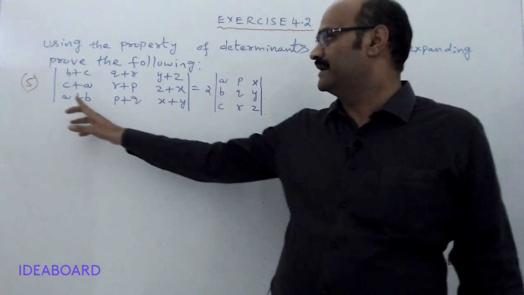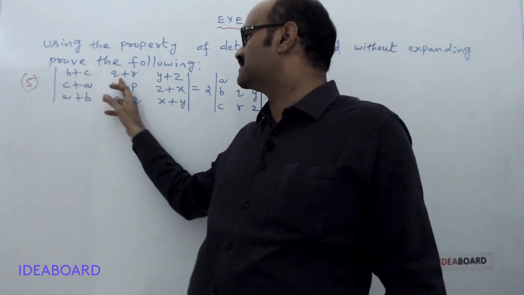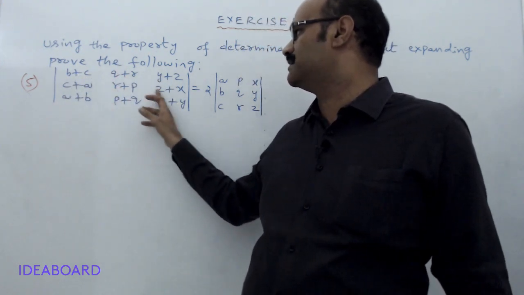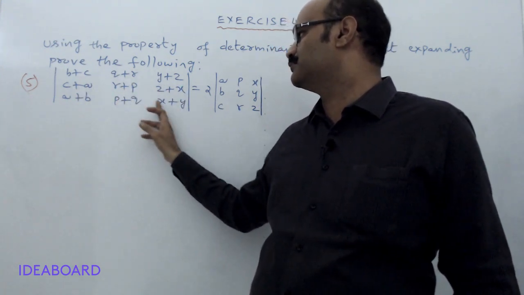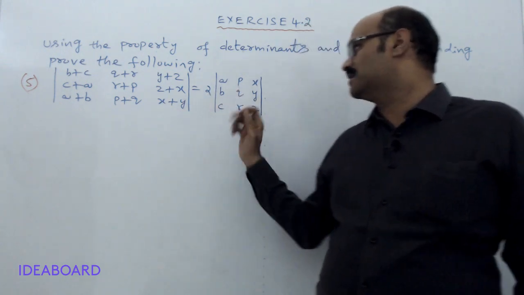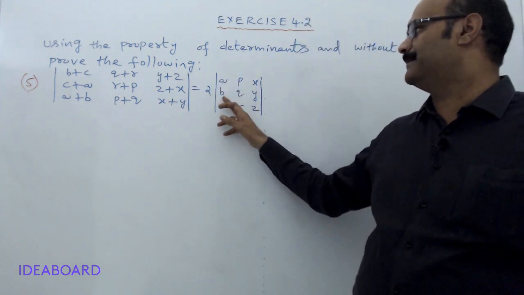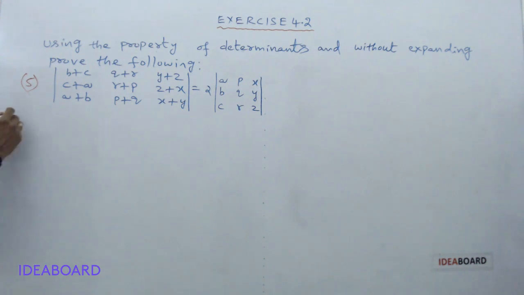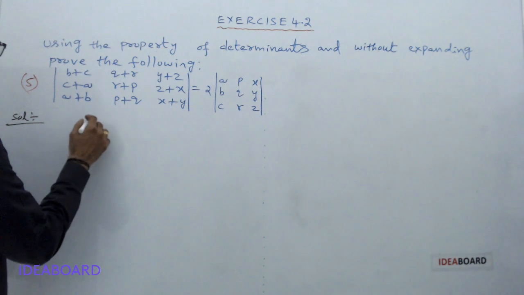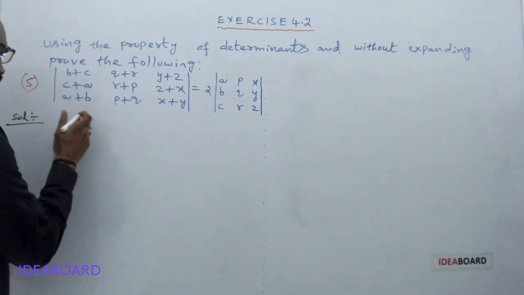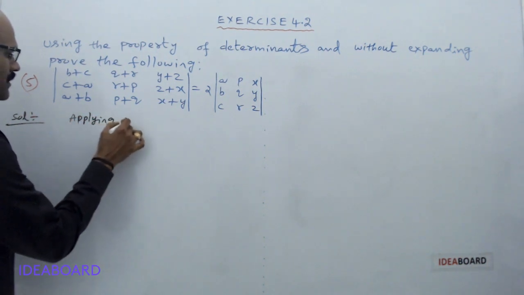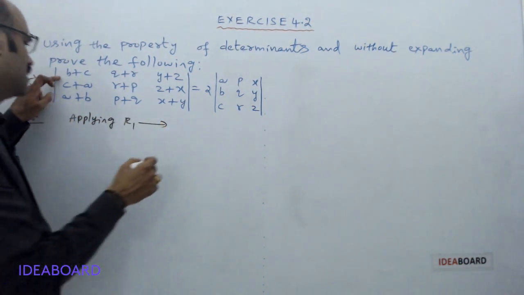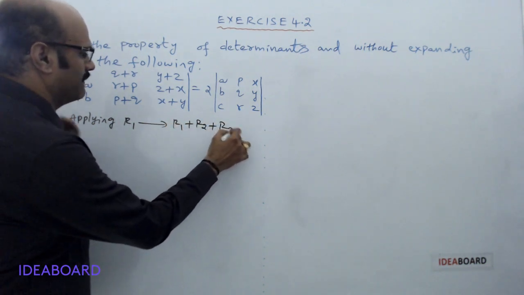Fifth problem. Prove that the determinant of B plus C, Q plus R, Y plus Z; C plus A, R plus P, Z plus X; A plus B, P plus Q, X plus Y equals 2 times the determinant of A, P, X; B, Q, Y; C, R, Z. Now to prove this, we take the LHS. In the LHS we apply the property, applying R1 changes to R1 plus R2 plus R3.